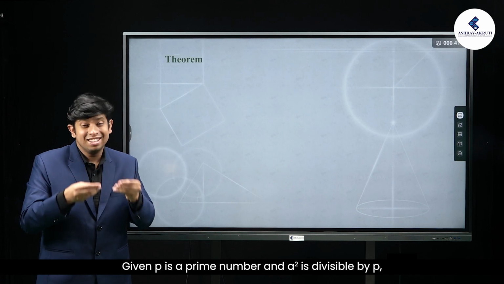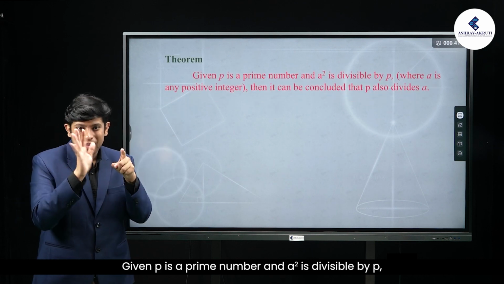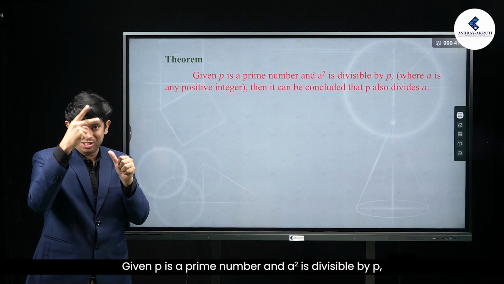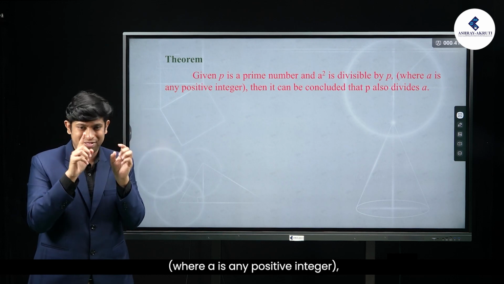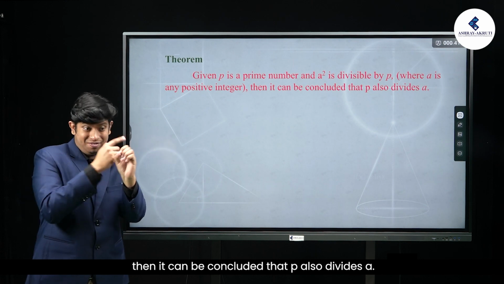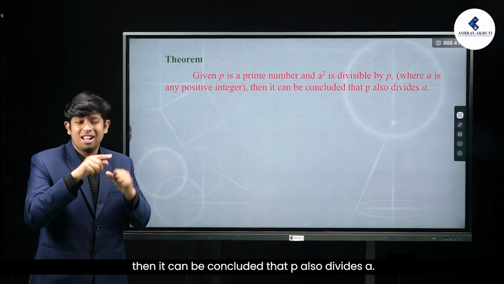Theorem: given p is a prime number and a square is divisible by p, where a is any positive integer, then it can be concluded that p also divides a.